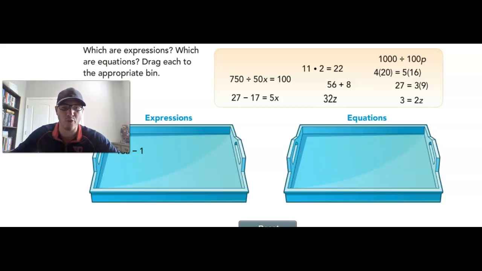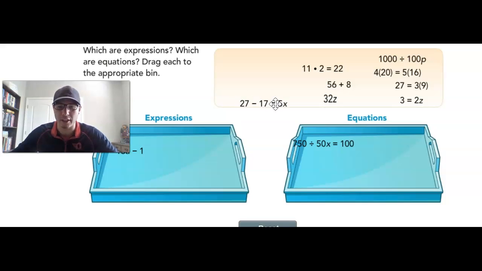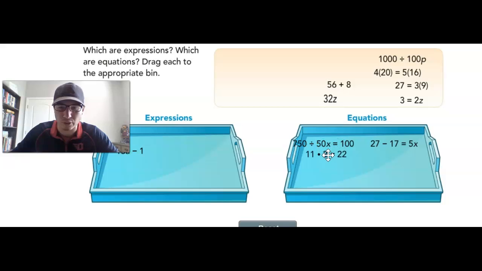All right, let's go over these expressions and equations and identify which one they are. So 750 divided by 50x equals 100. Oh, key word there, equals. So yes, that is an equation. 27 minus 17 equals, yes, an equation, 5x. We have 11 times 2 equals 22. Yes, the key word equals, so an equation.